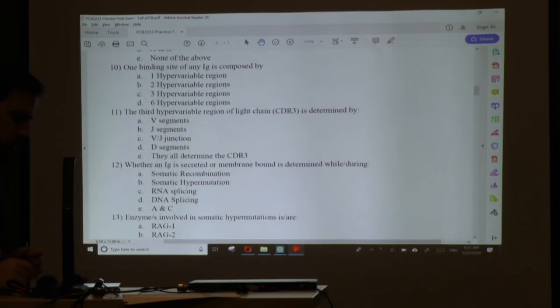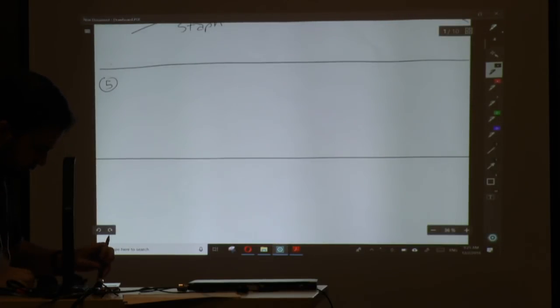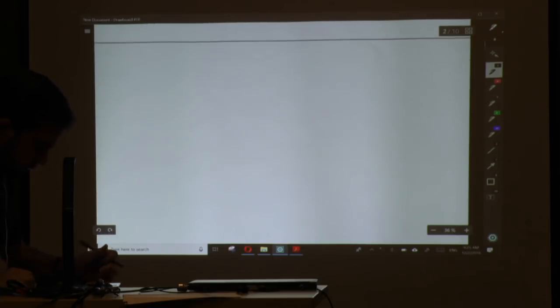All right. So antibodies, binding sites. So let's draw this really quick. So this is question 10. Let's just do it here.